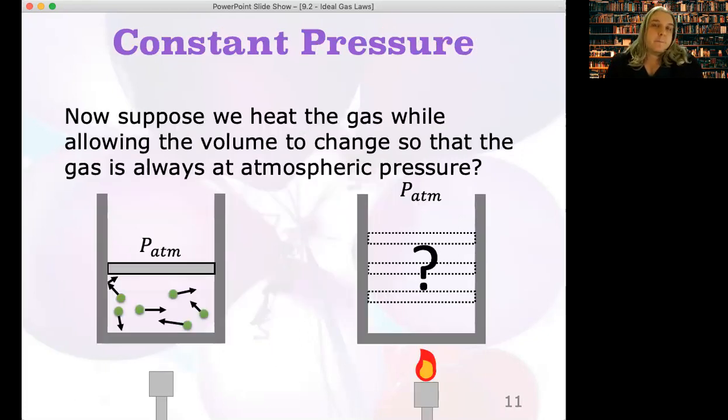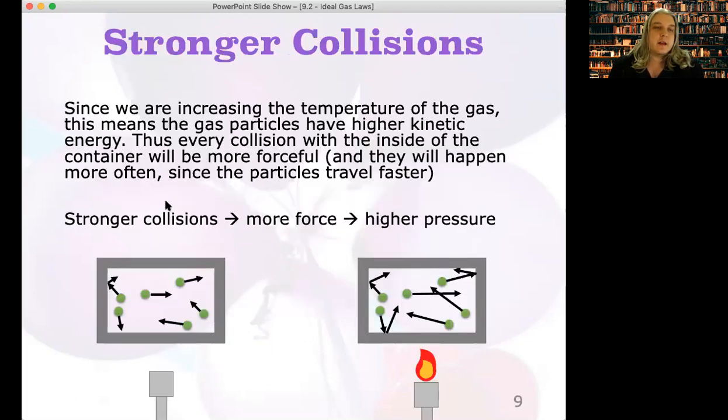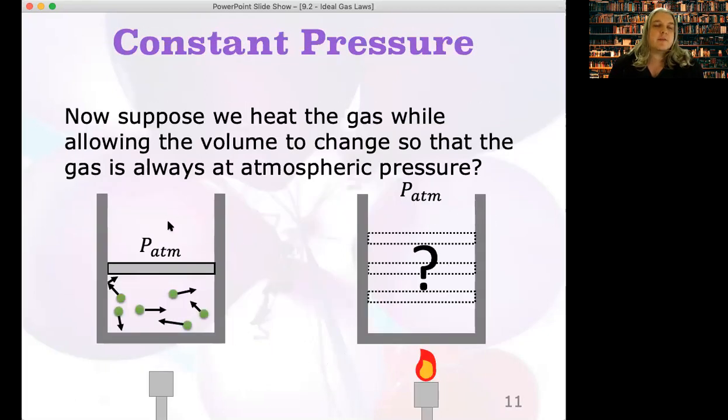Constant pressure now. What we've got here is a volume adjustable canister. The gas is inside this canister, but the seal of it, the lid, can move up and down. And we've got atmospheric pressure on the outside. What we're going to do is heat it up. So these particles are going to get hotter. But remember that this can move.